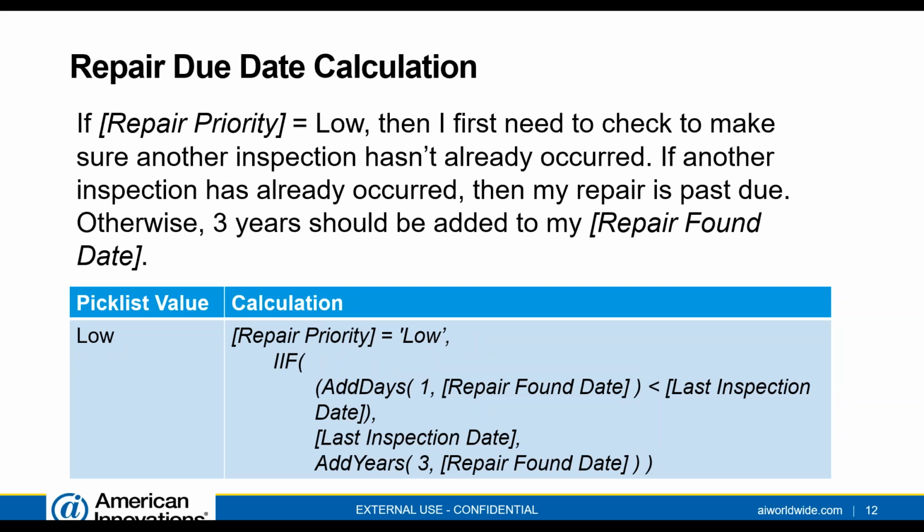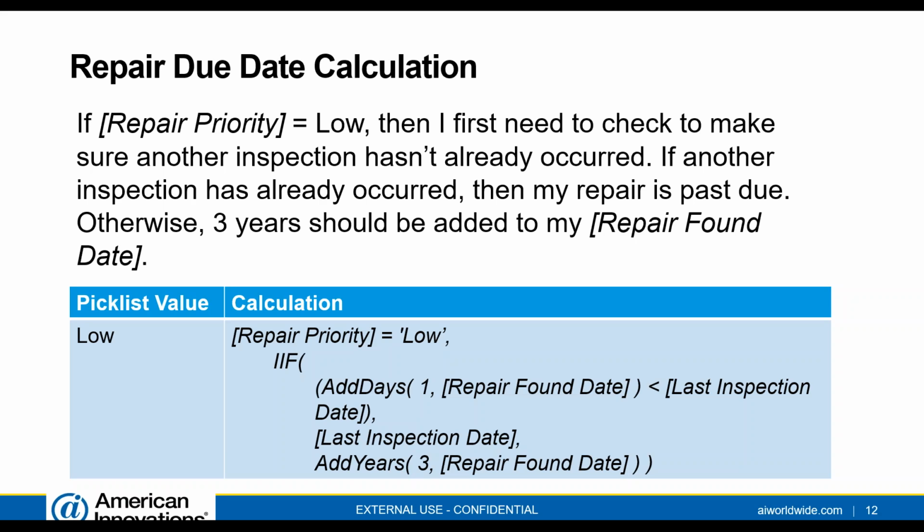The last one gets more complex, because when we look at the business rules for a low priority, we're saying that it needs to happen before the next inspection. So we really need to solidify what that next inspection date is, so that it's set in stone, and if we have more inspections, we can show that that repair is actually past due. So in plain English, if the repair priority is assigned to low, the first thing that we have to do is make sure that another inspection hasn't already been recorded, because that would push our date out.